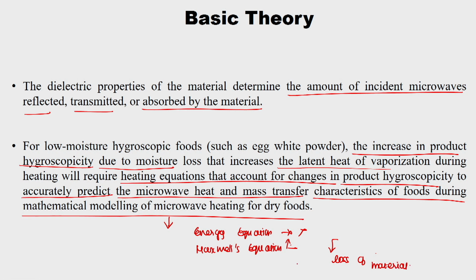Right. So this also has to be taken into account while doing the modeling part. So you need to solve the species conservation equation as well. Species conservation equation, right. So, heating equations that account for changes in the product hygroscopicity are needed to accurately predict the microwave heat and mass transfer characteristics of the food. Mass transfer as well as heat transfer we need to solve.